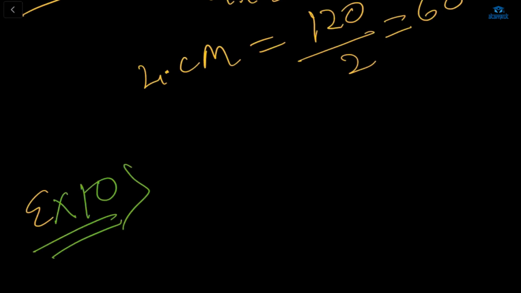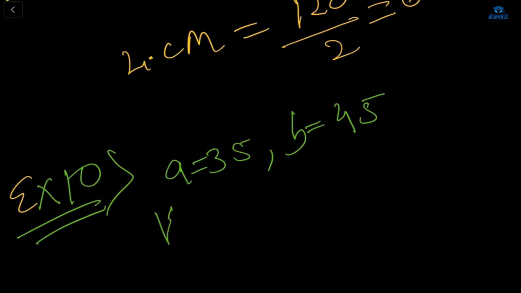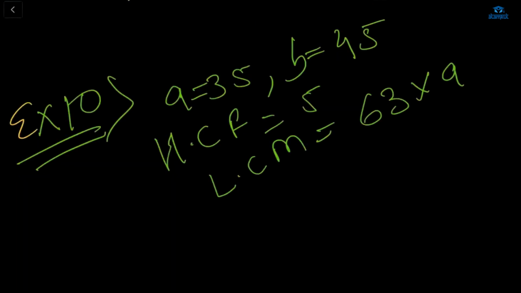Similarly, let's see example number 10. What is example number 10? The HCF of 35 and 45. Here A is given, that is 35, and B is given, 45. The HCF of 35 and 45 is 5. The LCM of 35 and 45 is 63 into A. Now here it is saying that the LCM of both the numbers is 63 multiplied by A. So you have to find out this missing value of A.